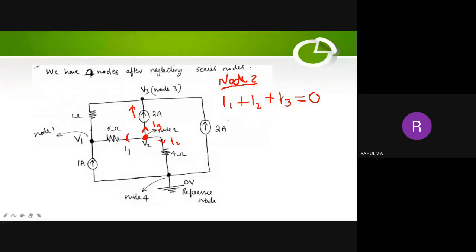So then we have to find out what is I1. Okay, can Sayanth tell me what is the equation for I1? What is I1? What is the equation for I1?